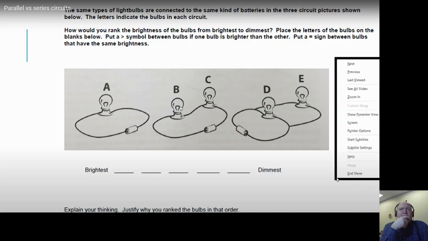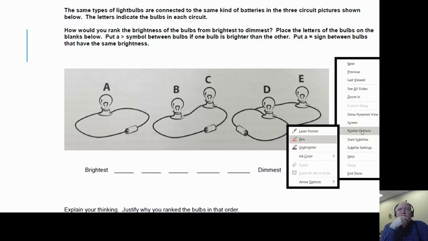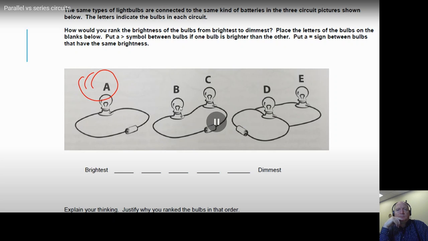And so when we do this, we rank them from the brightest to the dimmest. We're going to need to look and say, okay, well, first, what kind of circuits do I have? This circuit right here, this one, A, is in light bulb A. This is a series circuit. It's just one. Just a tiny little thing.